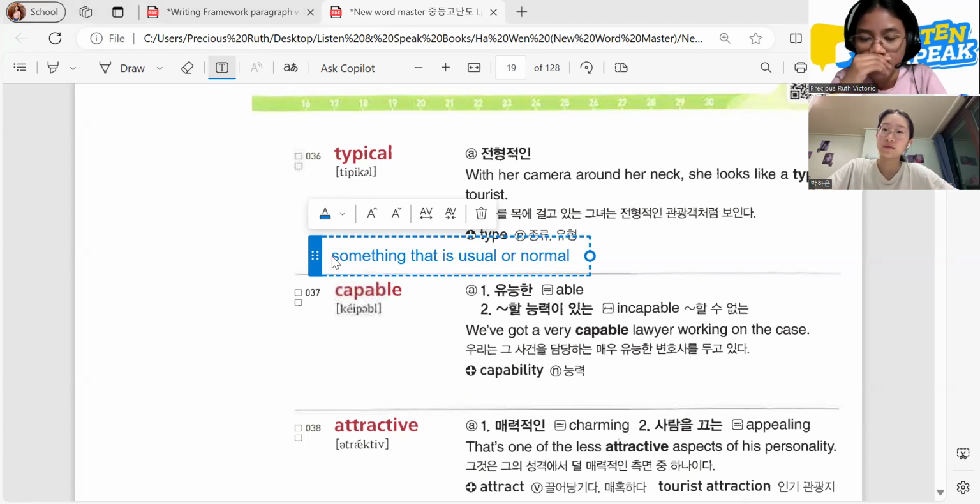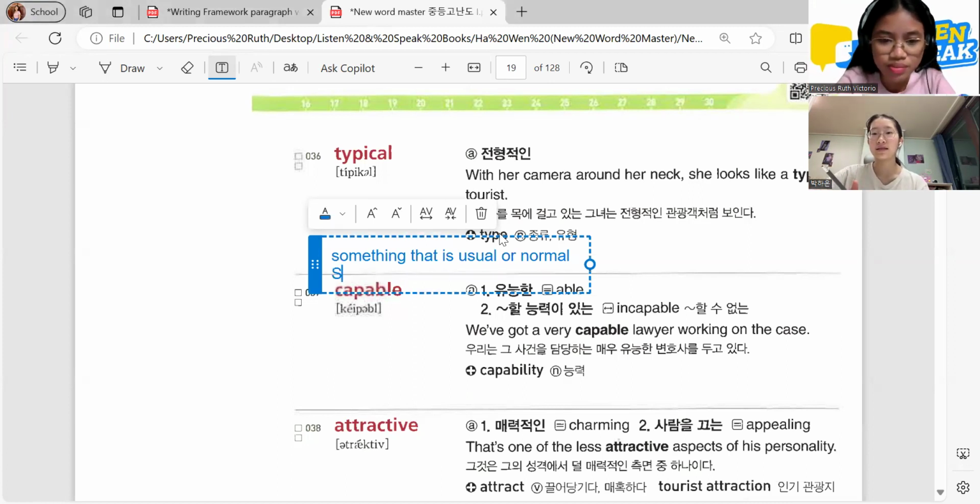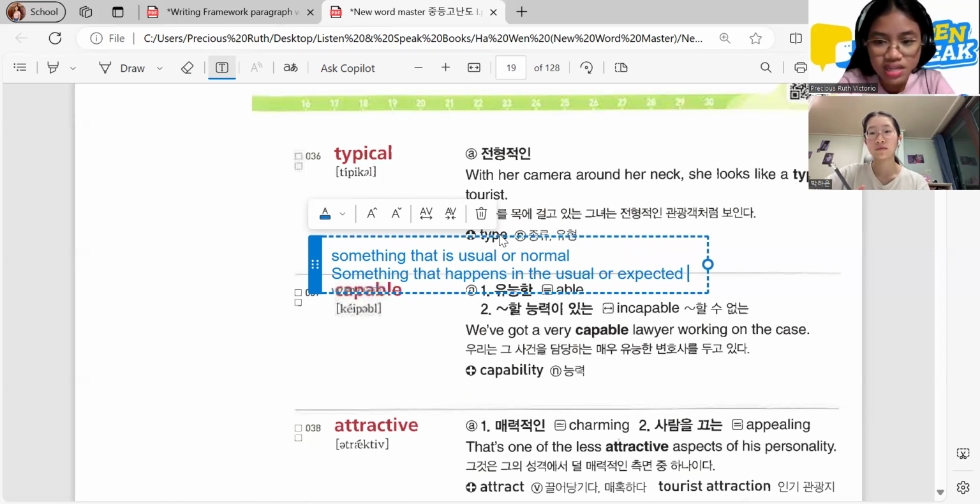For example, in a school day, a typical school day might start at 8 a.m. and end at what time do you end your class? 3 p.m. Yeah, okay. So a typical school day in your school might start at 8 a.m. and end at 3 p.m., right? So typical means something that happens in the usual or expected way, right? Do you now get what typical means? Yeah. Okay, you get it?